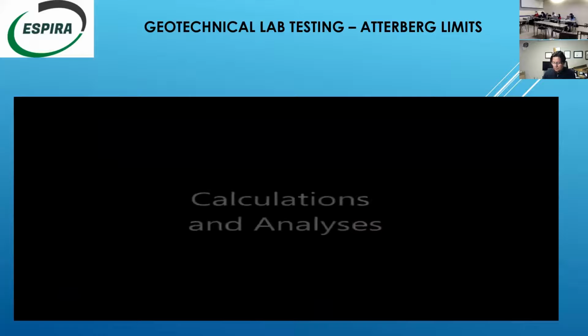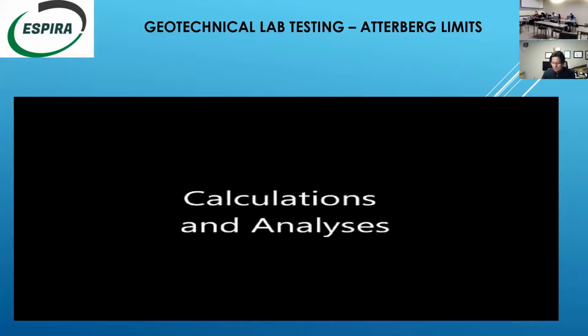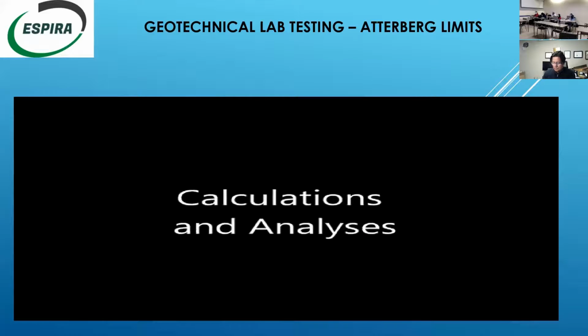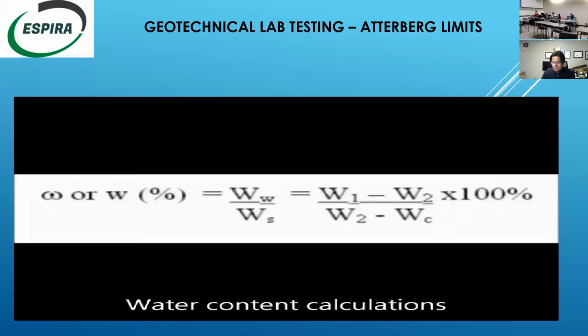Atterberg limits, calculations, and analysis. The outputs of these tests are water content and the soil's behavior. These values can be used to find a number of engineering properties such as plastic limit, liquidity index, and plasticity index. These properties describe how the soil will react to the stresses subjected to them.